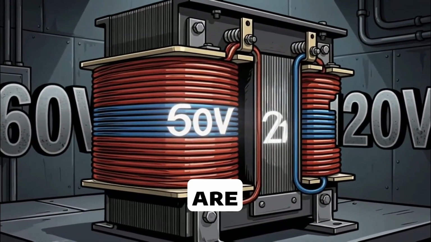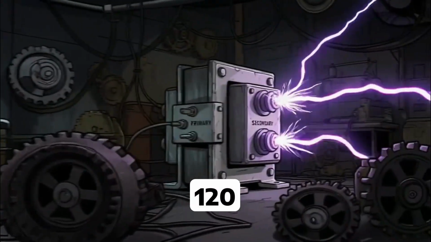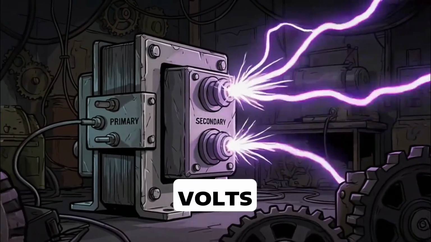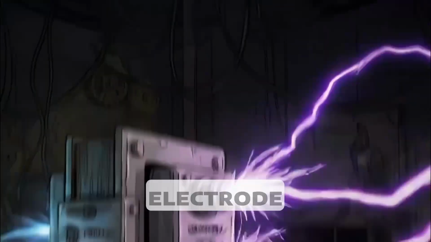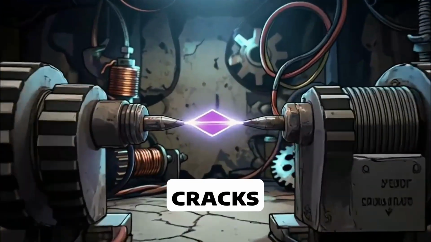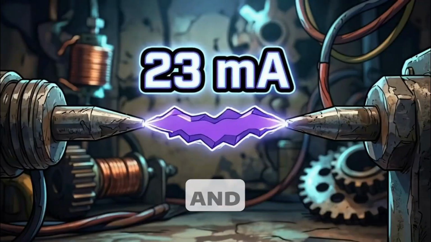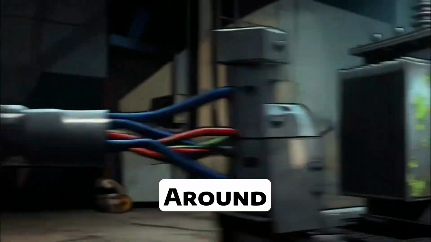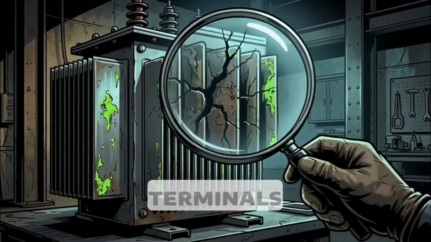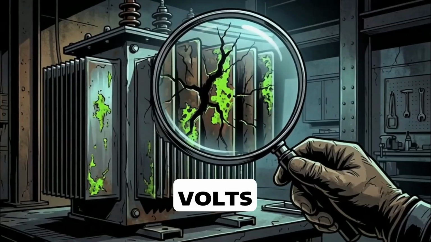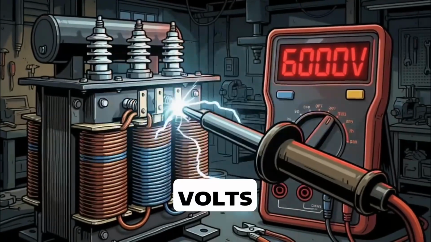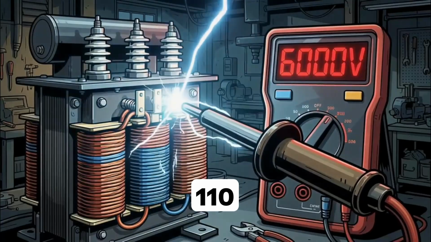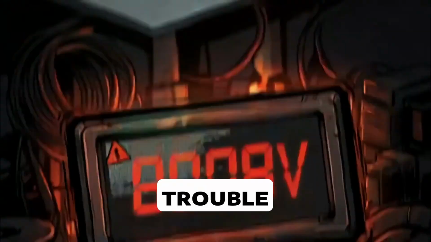Ignition transformers are step-up types, often 120 volts to 6,000 volts. Current may be around 23 milliamperes across the electrode gap. Check for cracks, corrosion, overheating, and proper voltage. Around 6,000 volts across secondary terminals or 3,000 volts to ground on grounded units is normal. Below 5,000 volts secondary or below 110 volts primary indicates trouble.